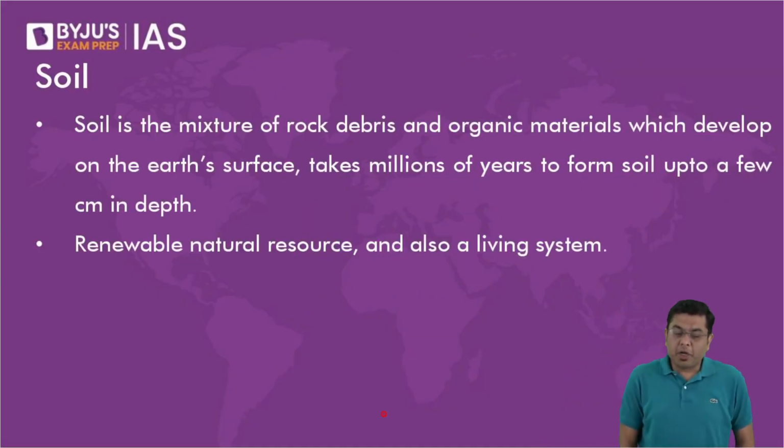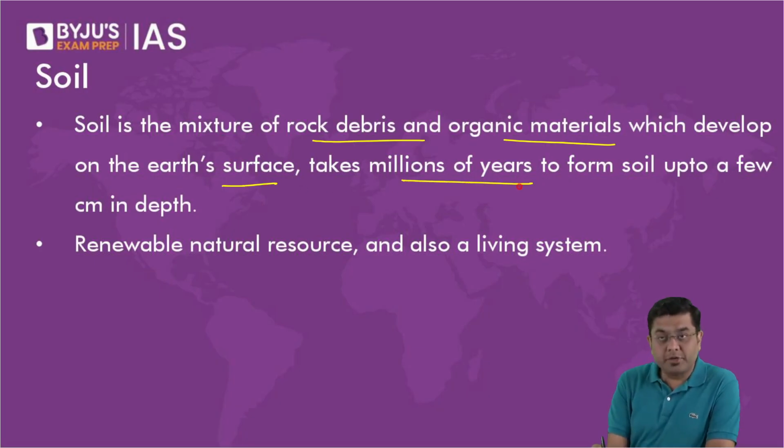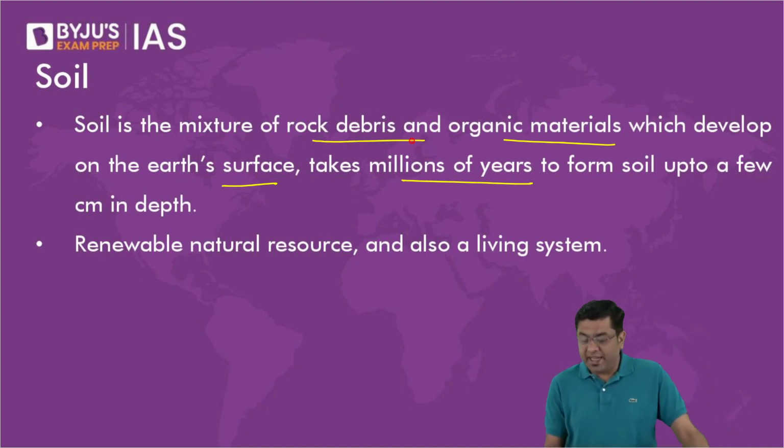So basically, when we talk about the soil, it is a mixture of rock debris and organic materials which develop on the earth's surface. It takes millions of years to form soil up to a few centimeters in depth. So rock debris and organic material which gets decomposed in the soil, all of them form a part of the entire structure of soil in itself.